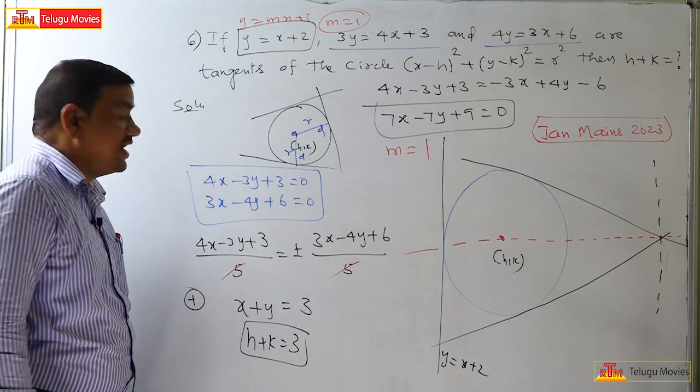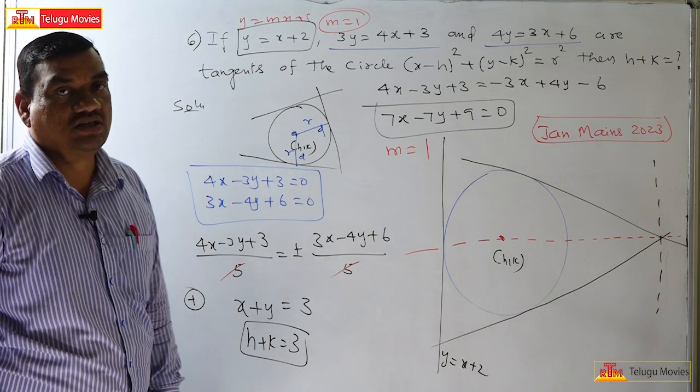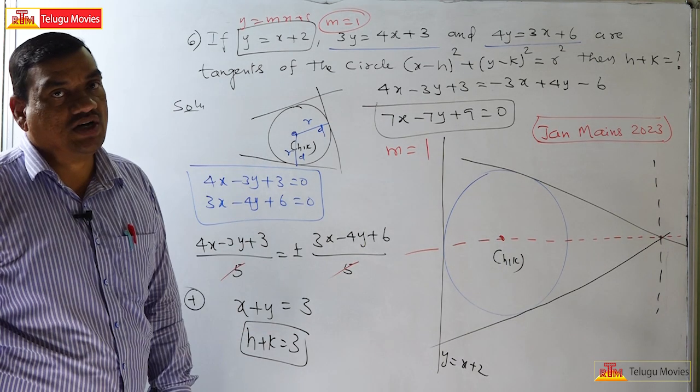That's why h plus k is equal to 3 is the correct answer. Okay. So I hope that you understand this solution.